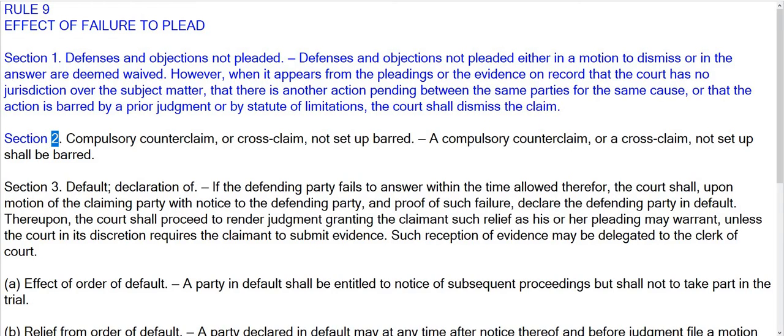Section 2. Compulsory counterclaim, or cross-claim, not set up barred. A compulsory counterclaim, or a cross-claim, not set up shall be barred.